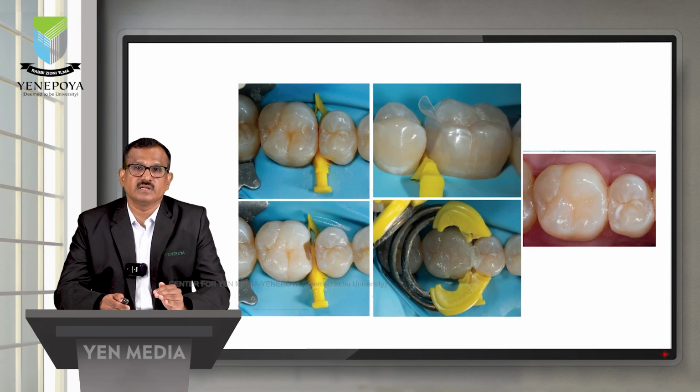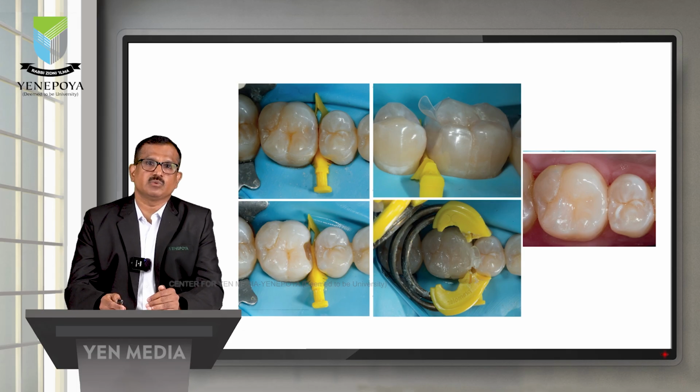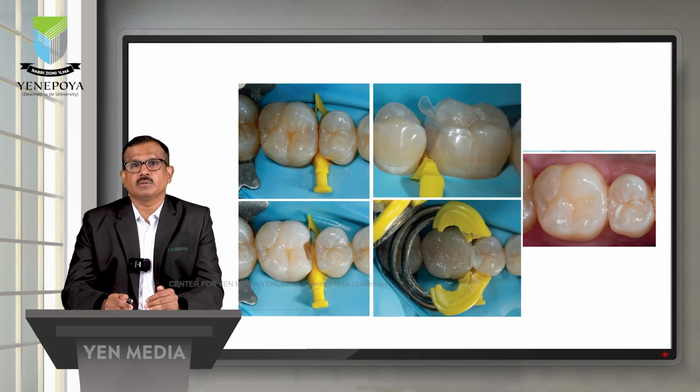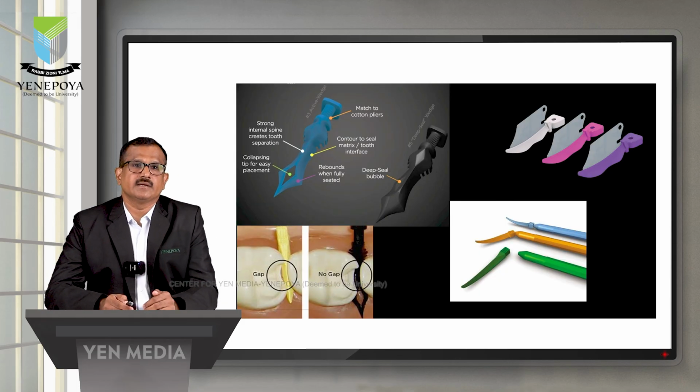When there is a wide contact also, we can use the proximal clear matrix systems which are widely used. That is the BioClear system, one of the systems that is widely used for such restorations. They are also very common when we use the injection mold technique.